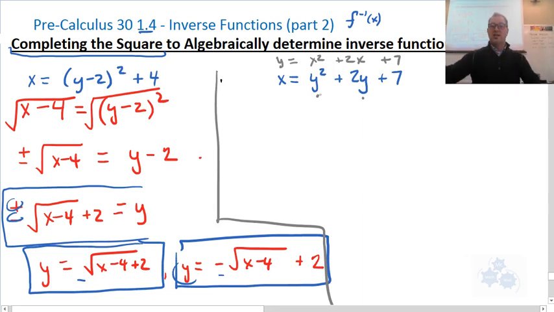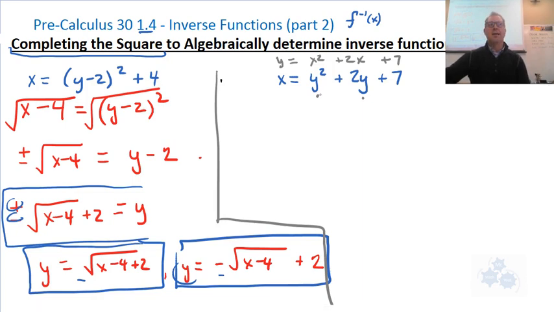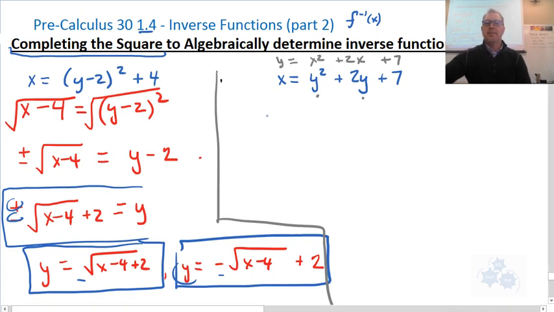So when we switch the values, it's like, okay, now I've got the y in two different terms. How do I isolate for y? We're going to have to complete the square. So we're going to have to remember how to do that. And just so you remember, let's go over it.